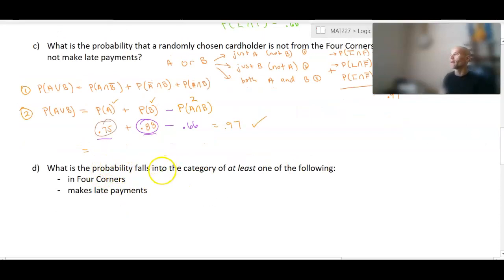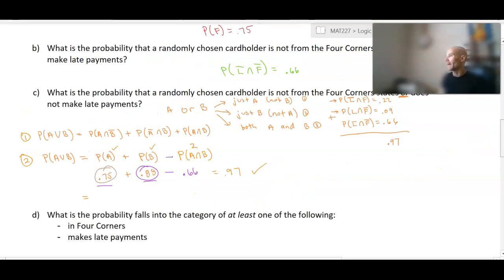What is the probability someone falls into the category of at least one of the following? So they are in Four Corners, make late payments. So it could be just the people that are in Four Corners, just the people that make late payments, or both. So isn't this really just one or the other? Isn't that exactly the definition? It means one, just the other, potentially both. And so let's again count the people who are in at least one.